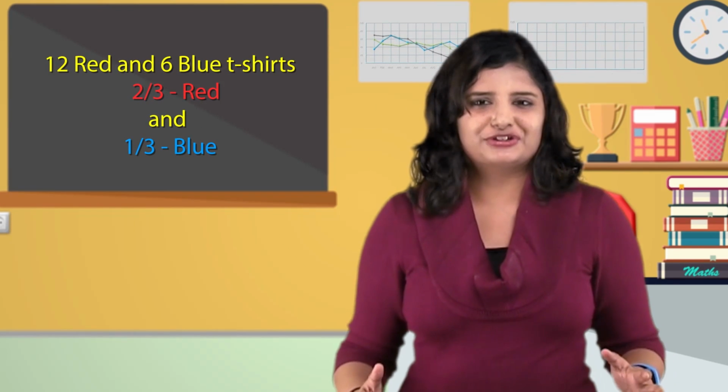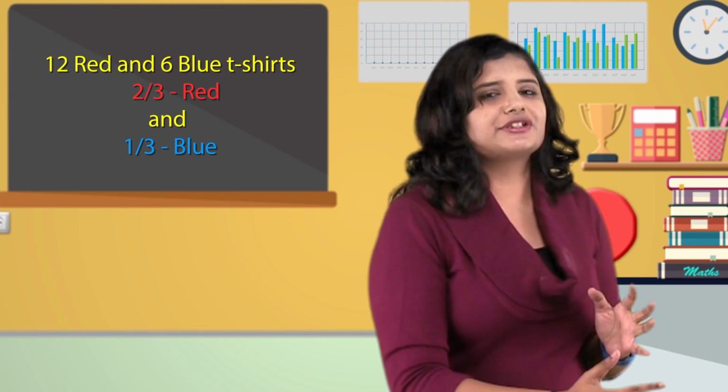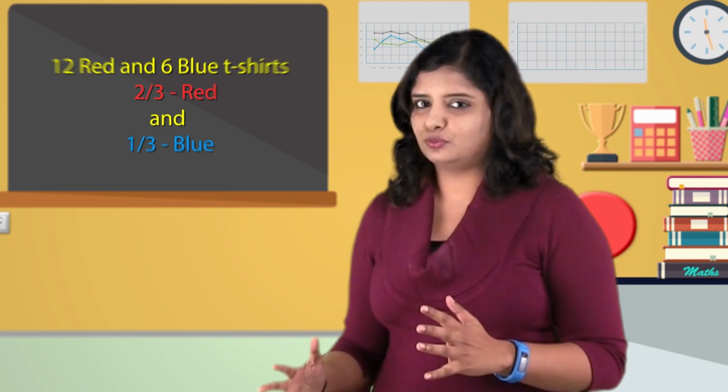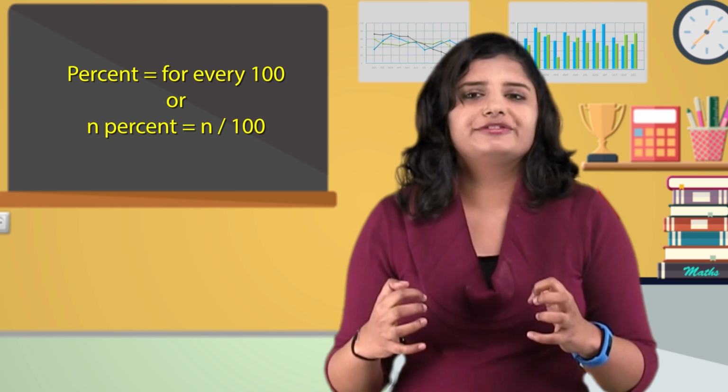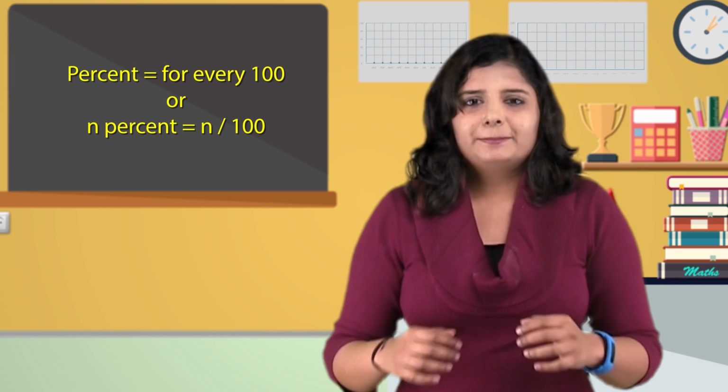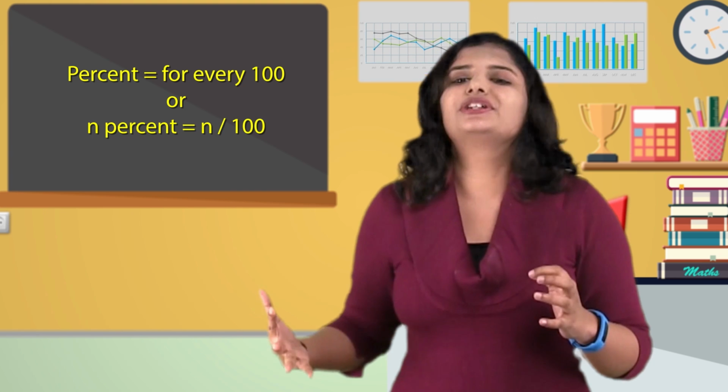In this case, can you guess what fraction of your t-shirts are red and what fractions are blue? Very good. I see you have your basics strong. So 2/3 of your t-shirts are red and 1/3 are blue. Coming back to percentages, what does percent mean? Right, percent means for every 100 or out of 100. So basically, percentage is the ratio set to 100.